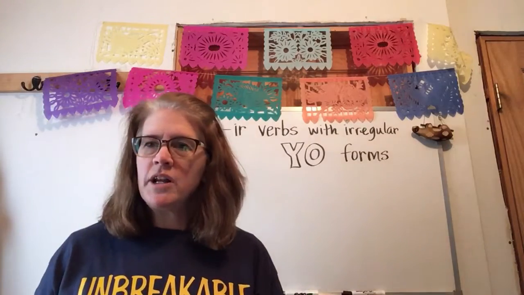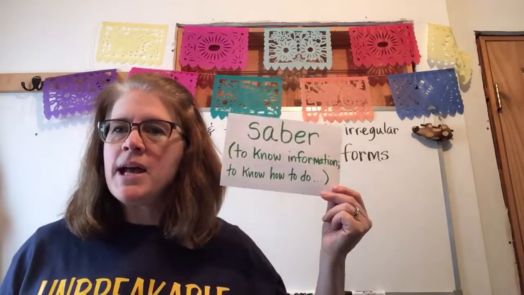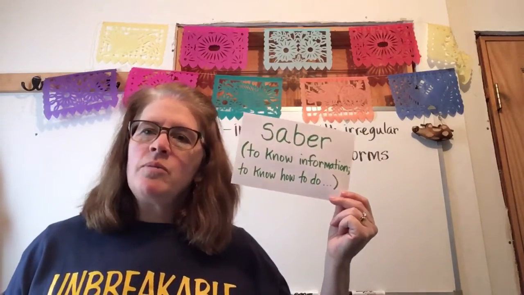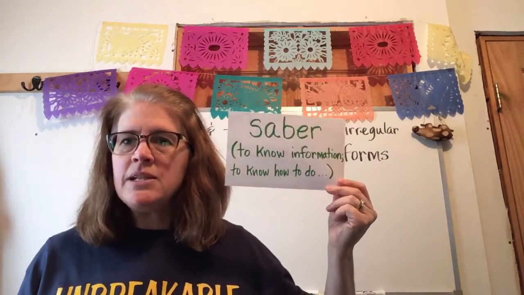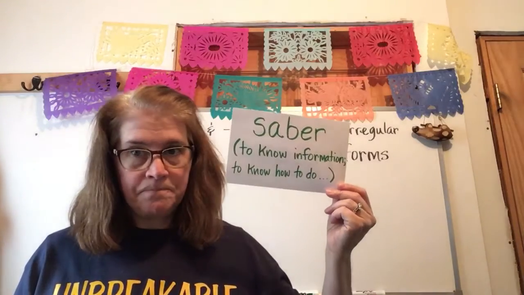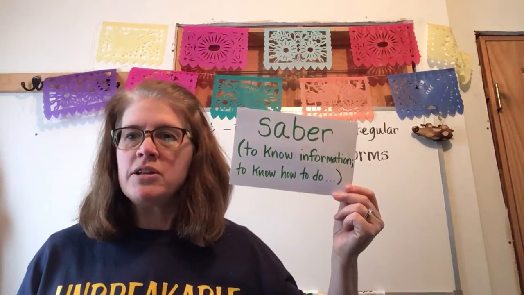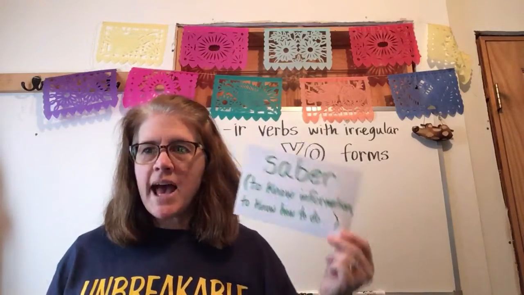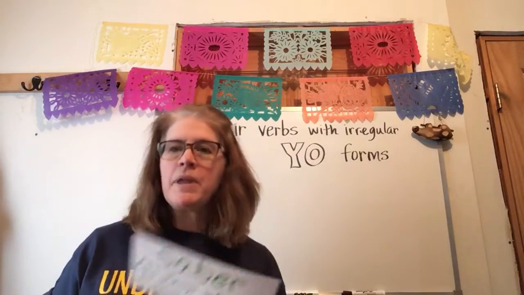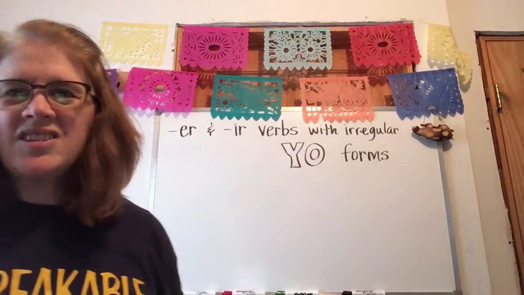And then the last one in this group is the verb saber. You are a little bit familiar with it, but you've probably never seen the infinitive like this. Saber means to know information or to know how to do something, okay? Having to do with information, facts, data, and stuff like that. Okay, so here's the weird thing.